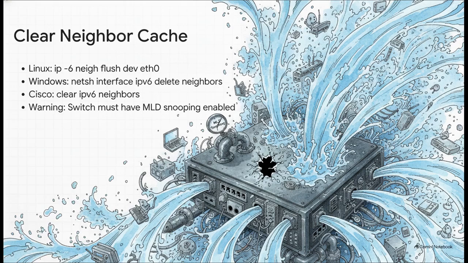But here is a really critical warning. NDP relies heavily on IPv6 multicast. If your network switches don't have MLD snooping enabled to properly manage that traffic, they will disastrously flood this NDP traffic to every single port on the switch, and that will absolutely cripple your network performance.